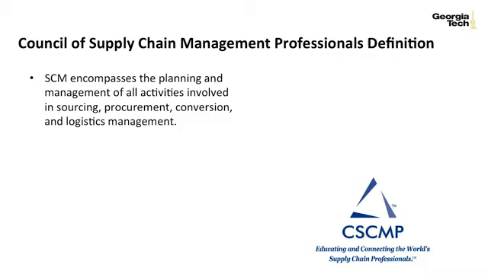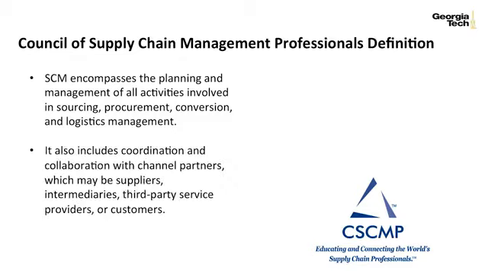Let's take a look at the definition provided by the Council of Supply Chain Management Professionals, which is also known as CSCMP. Supply chain encompasses the planning and management of all activities involved in sourcing, procurement, conversion, and logistics management. It also includes coordination and collaboration with channel partners, which may be suppliers, intermediaries, third-party service providers, or customers.